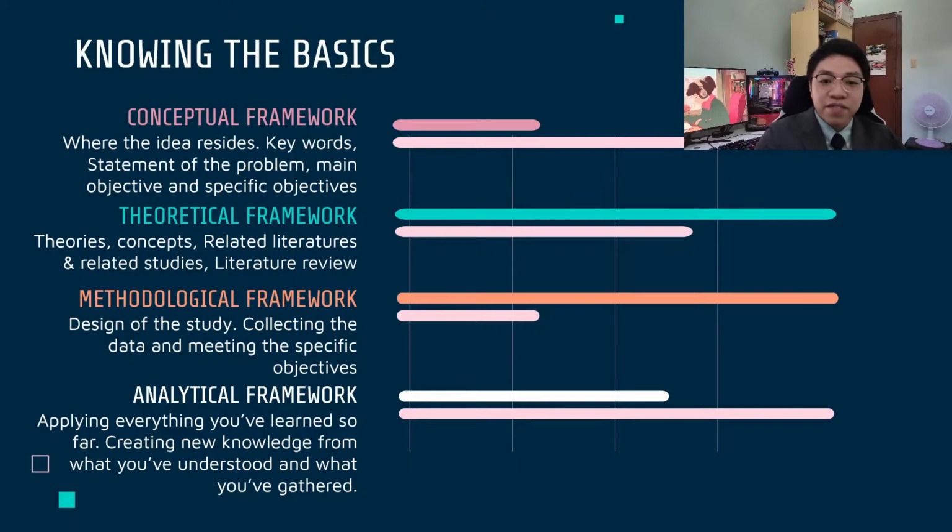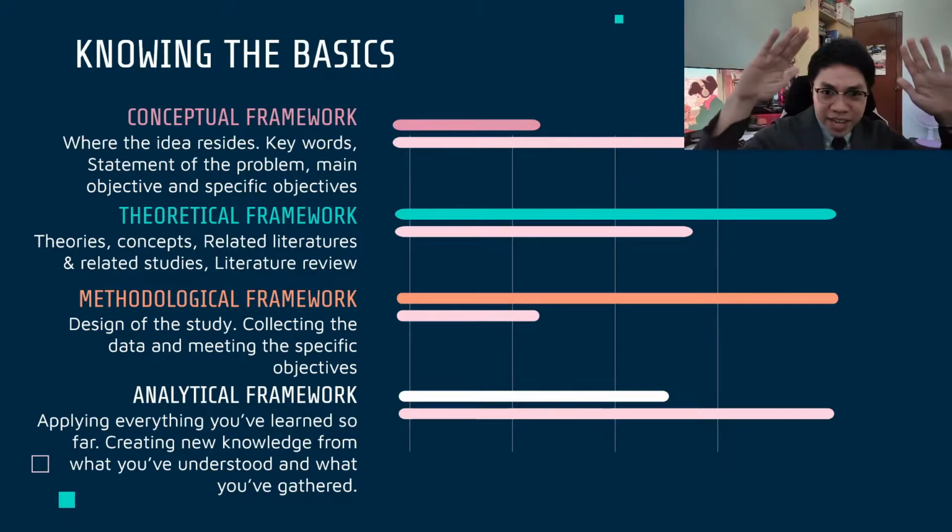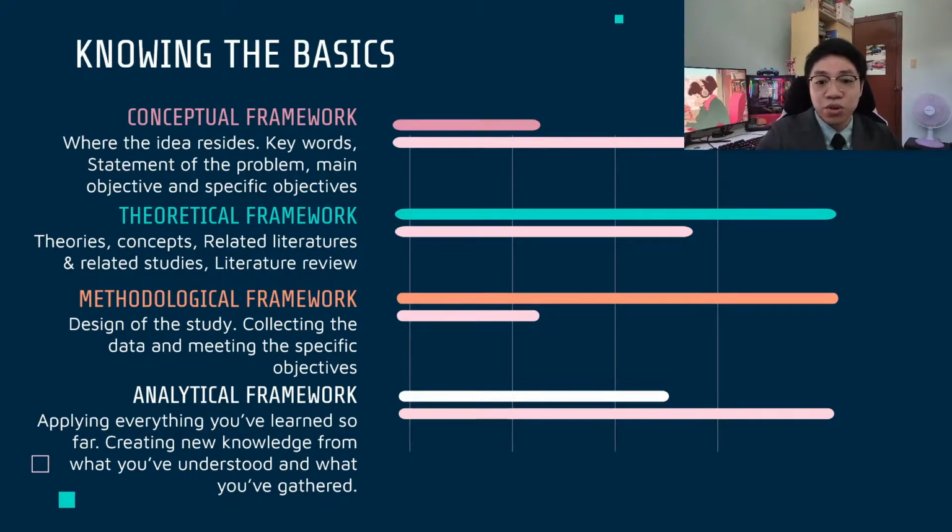Because in the theoretical framework, this is where the researcher would evaluate the theories, the concepts, the related literature, like publications, studies from other researchers, and related studies as well. And this is where you conduct the literature review, where you showcase everything that you've researched so far, everything that you've understood, and you're going to put it into one very condensed paragraph, and you're going to tell them what you've learned and why it supports your case.